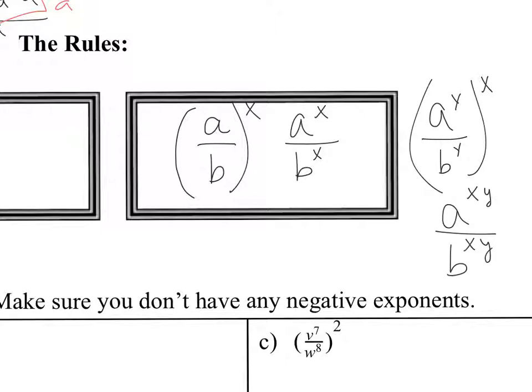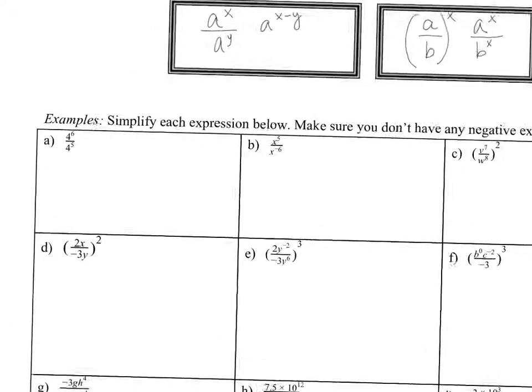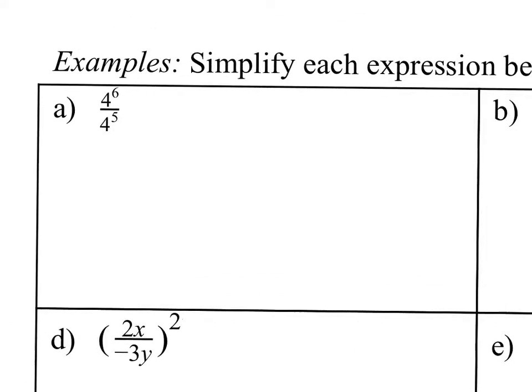Now remember, when we're simplifying exponents, we always want to make sure our exponents are positive in our final answer. So letter A, you have the same base as 4, so I'm going to subtract these exponents. So this is going to be 4 to the first power, which is 4.